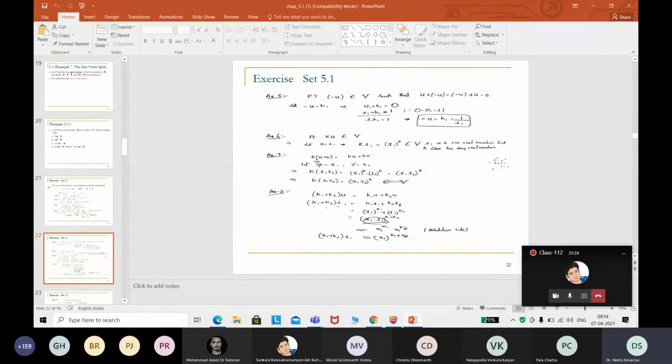Wherever you are not able to understand, you can ask me. k into u plus v is ku plus kv. So u is equal to x1 and v is equal to x2. k into x1, x2 is x1 raised to the power k, x2 raised to the power k. That is, x1 into x2 raised to the power k.